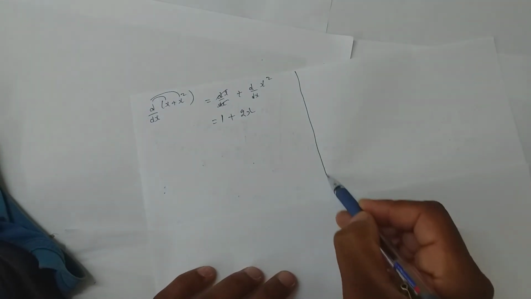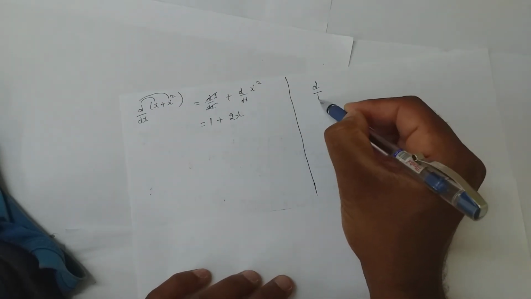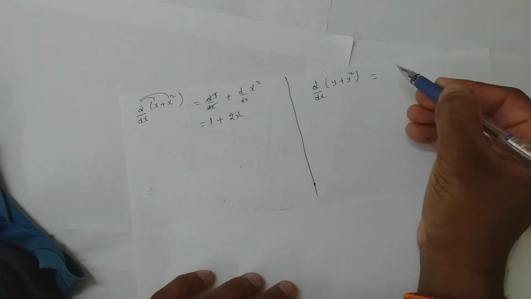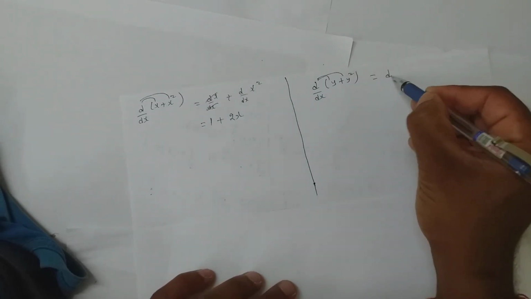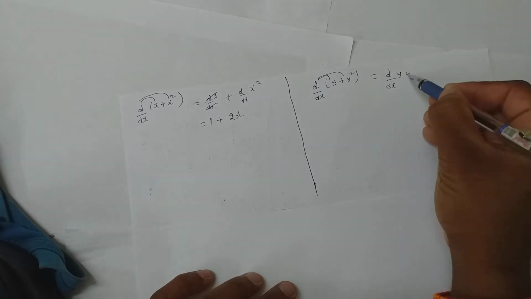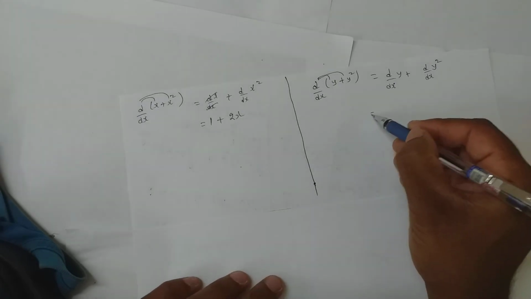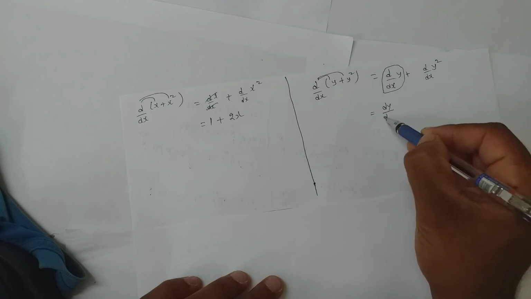Clear? Now had it been y, d by dx of y plus y square, how much do you get? First step is same, this gets applied to this and also to this. So d by dx of y plus d by dx of y square. Clear? So now this cannot be simplified. So you have to leave it like that.